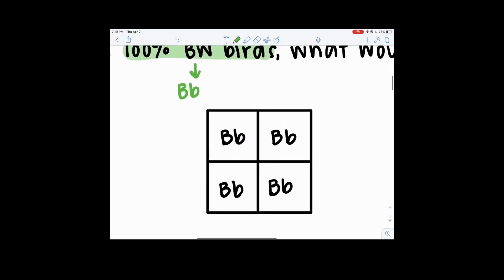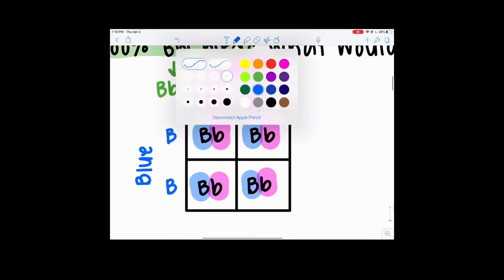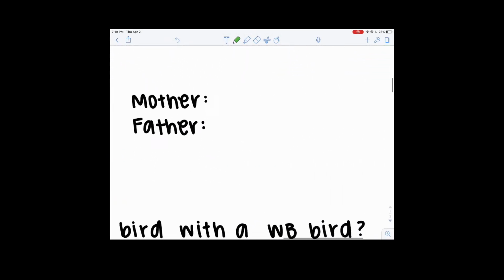So the parents' genotypes would need to be capital B and lowercase b, which means we would have a white mother and a blue father. We can label that right here on the side, and the crossing works in the Punnett square. I'm showing that there's a capital B from the father in all of the chances, and there's a lowercase b from the mother in all of the possibilities of the babies. So this means the parents' phenotypes would need to be white and blue.